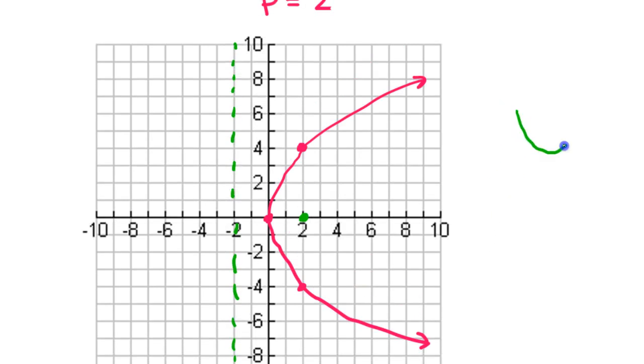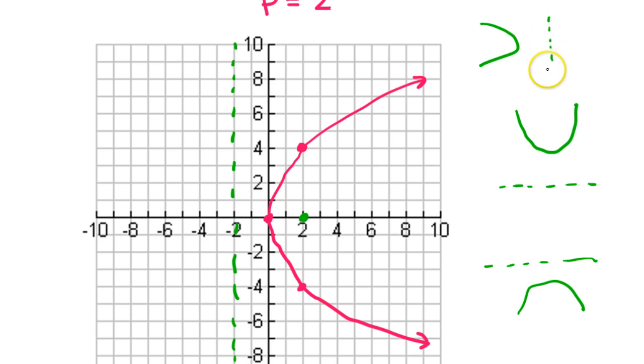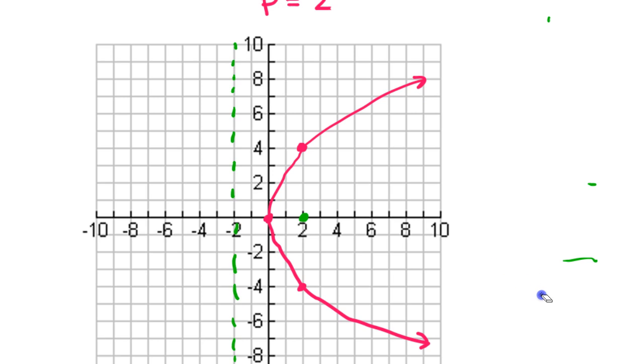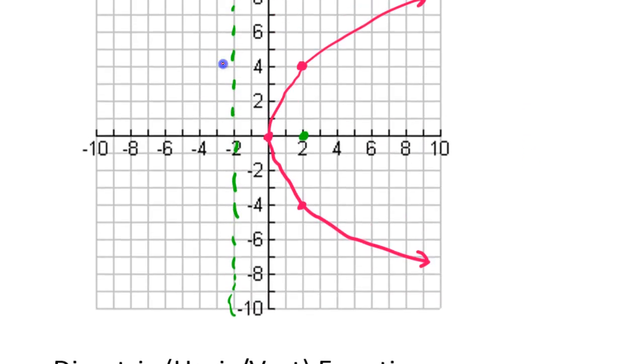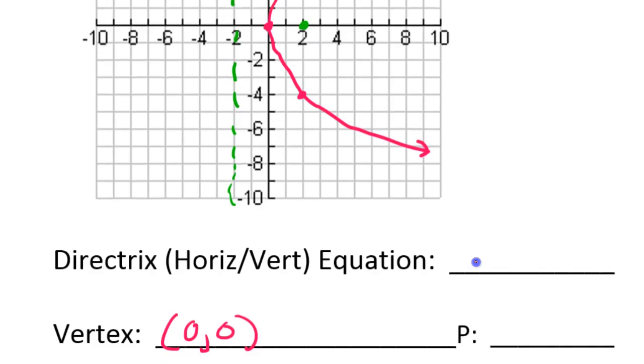Okay, understand that if the parabola had been opening up, the directrix would be down here. If the parabola were opening down, the directrix would be right here. If the parabola were opening to the left, the directrix would be on the right. Okay, so this directrix is a vertical line at -2. So the equation will be x equals -2. Every vertical line has the equation x equals something.